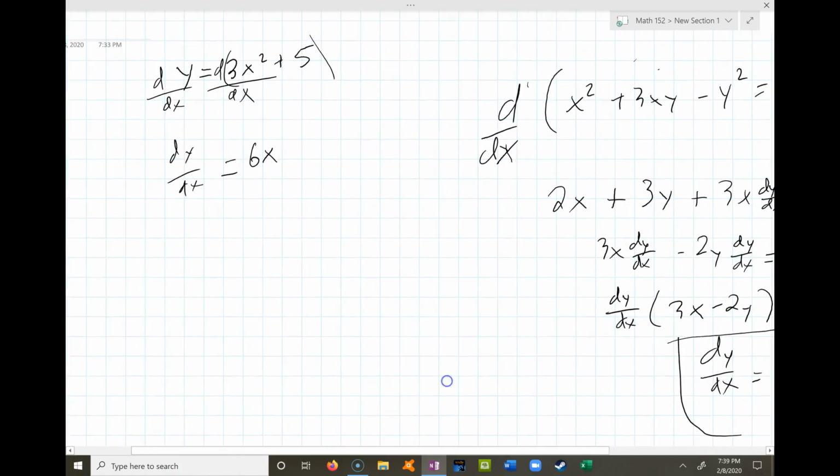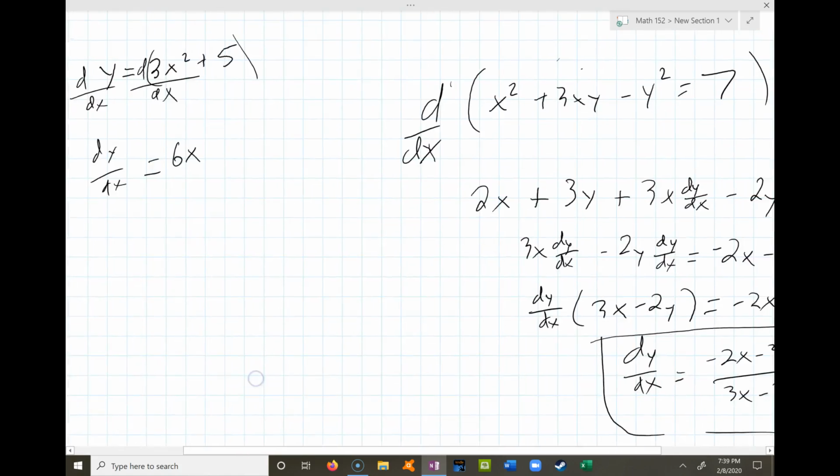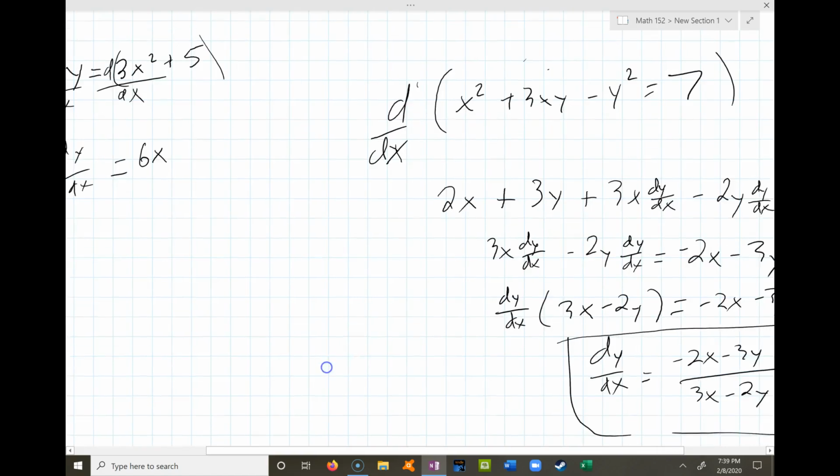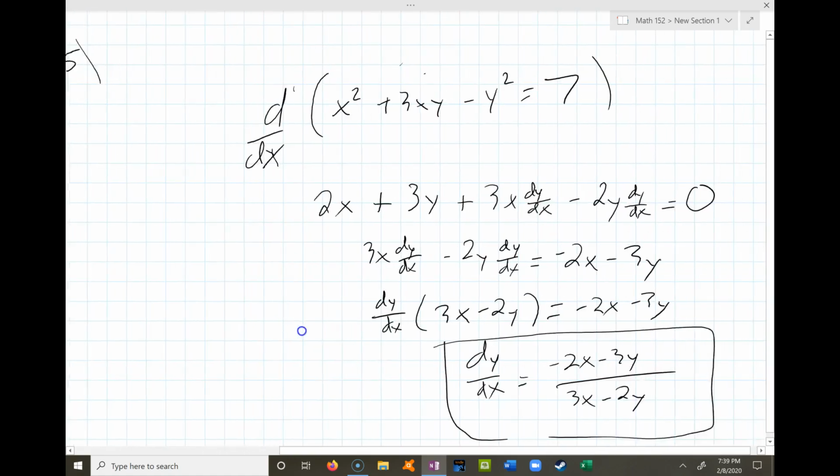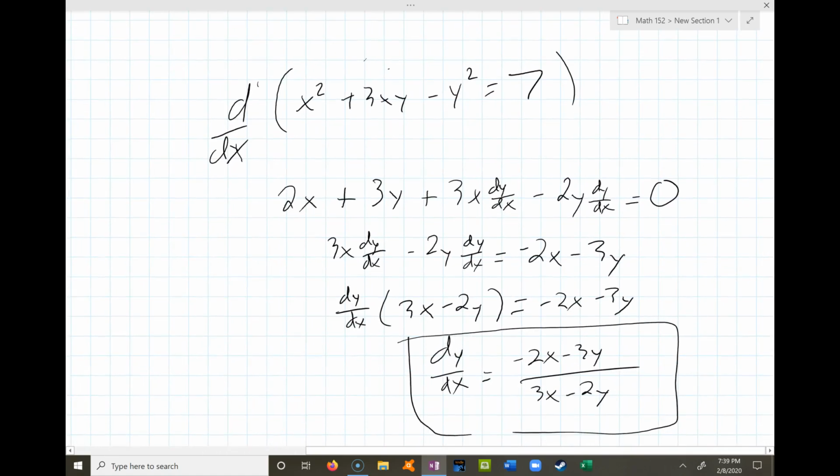So same exact thing. We're still just taking a derivative. The only difference is most every derivative we've taken so far was of an equation in explicit form, but now we're going to take derivatives of equations in implicit form.